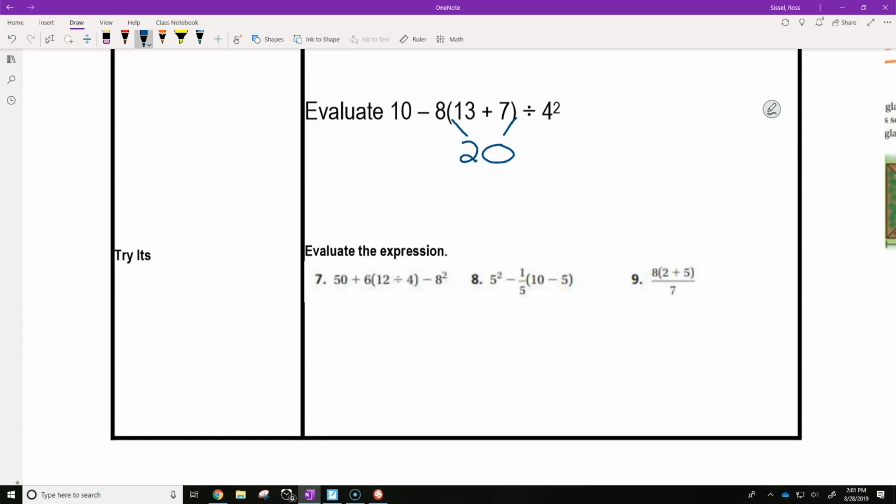Alright, so 13 plus 7 is 20. Now we have to rewrite our equation, right? 10 minus 8. So is it 820 now? No! What do we do? I need a little bit of space here. When that number is right outside parentheses, there's no sign. It doesn't show me if it's addition, or if it's subtraction, or if it's multiplication, or if it's division. But as mathematicians, we know this to be a fact.